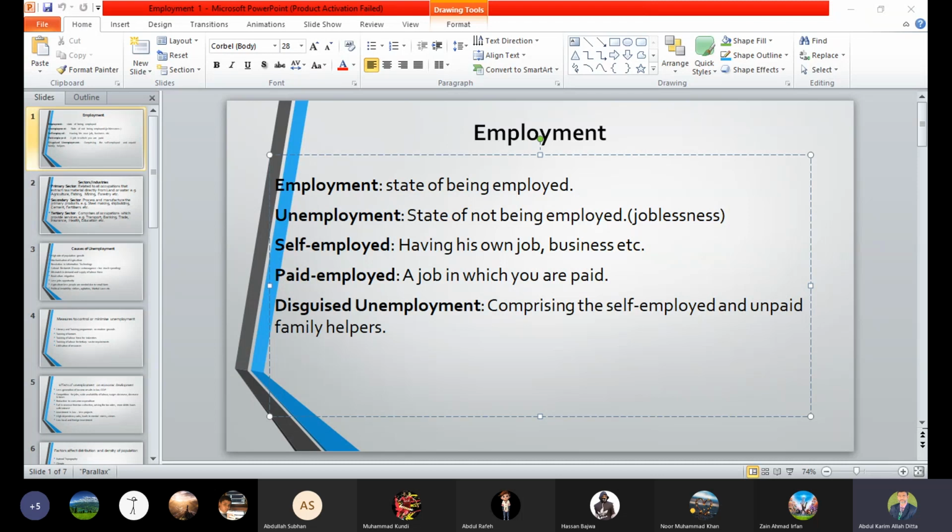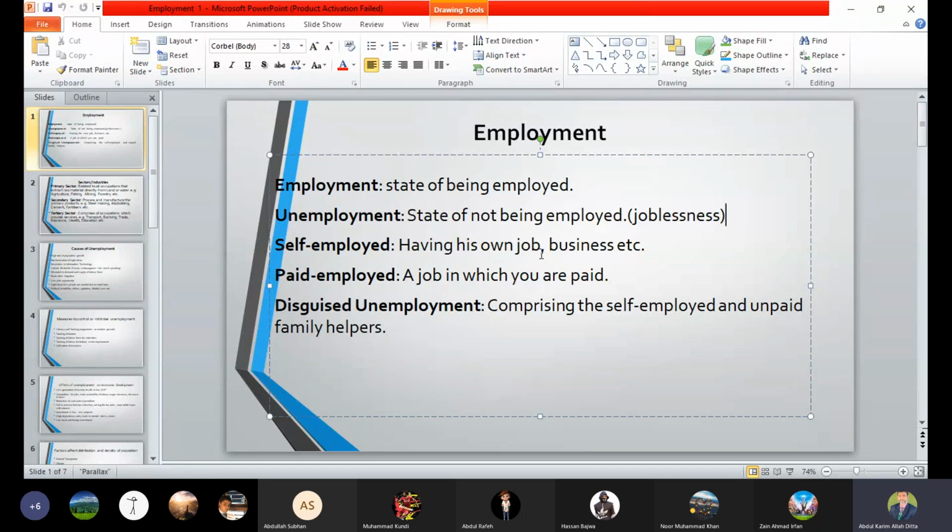Now I'm starting the next topic, my dear. It is employment, and after that we have only one chapter, one topic left, that is migration. Employment. Employment is defined as the state of being employed. I mean, when you have a job. Unemployment is the state of not being employed. It means when you are jobless.